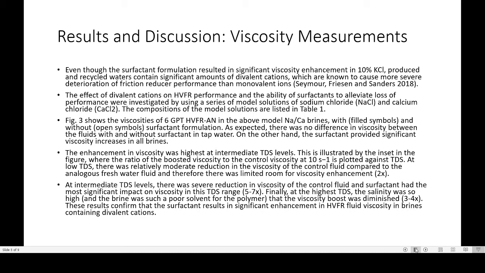At low TDS, there is a relatively moderate reduction in viscosity of the control fluid compared to the analogous freshwater fluid, and therefore there was limited room for viscosity enhancement.